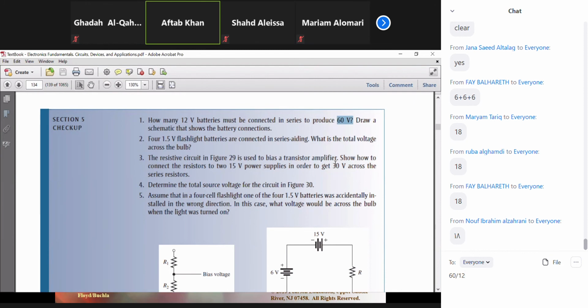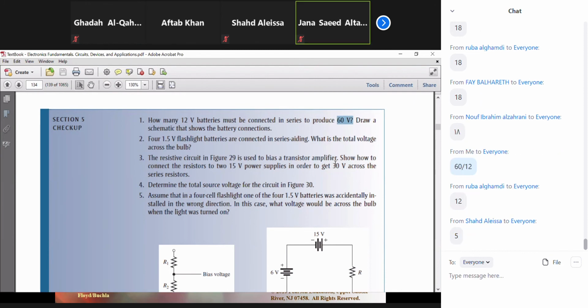How many 12-volt batteries do we need in order to get it? 5. And they are also asking to draw the schematic. Schematic means the design, how it should look. So the design schematic we can also draw. That's so simple. Long, short, then long, short. Getting the point? Okay, just a minute, I'll draw it again. Like this.